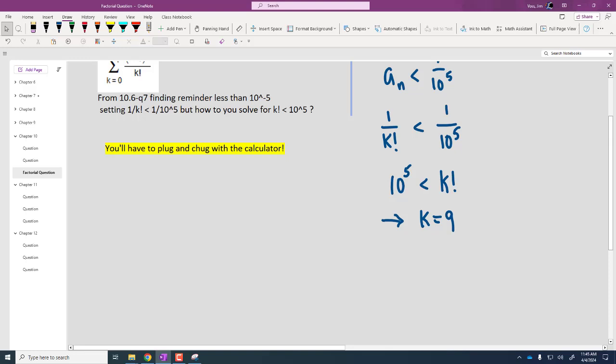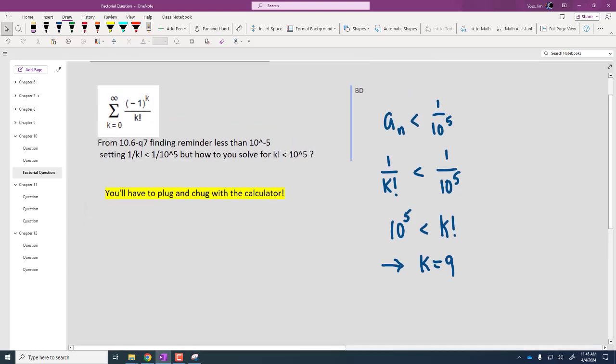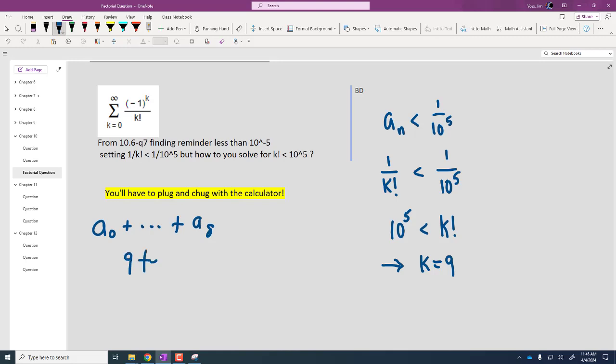That tells us that a sub 9 is going to be smaller. So then we add up everything in front, but this started at 0. So we're going to add up a sub 0 to a sub 8, which is 9 terms. That make sense?